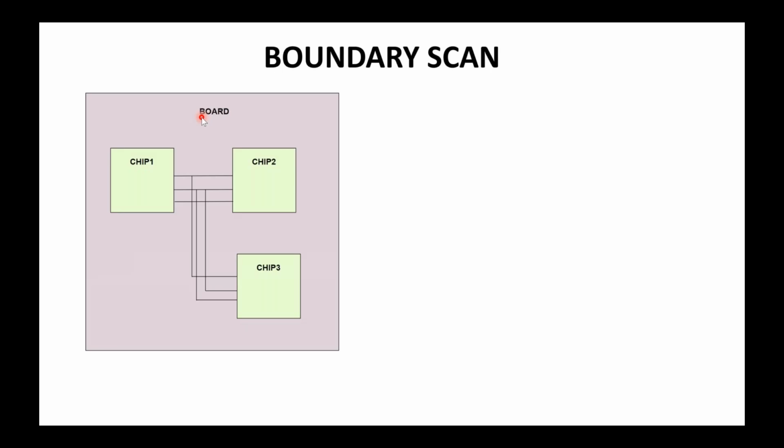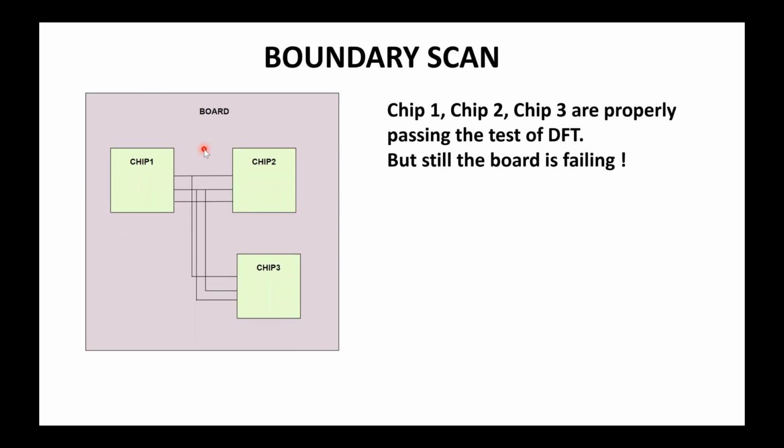Next is boundary scan. Why do we need to go for boundary scan? Say, for example, there are 3 chips: chip 1, chip 2, chip 3. After manufacturing, these 3 chips have been tested on the tester and they have passed their test. But once they are placed on the PCB board, the board is failing. Chip 1, chip 2, chip 3 have passed their test individually, but when placed on the board, it is failing.